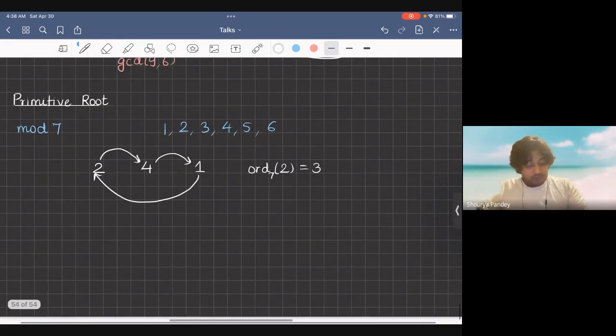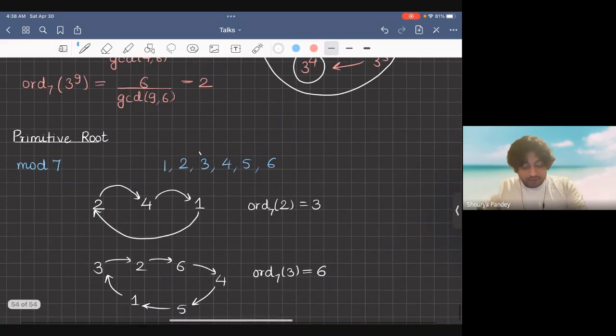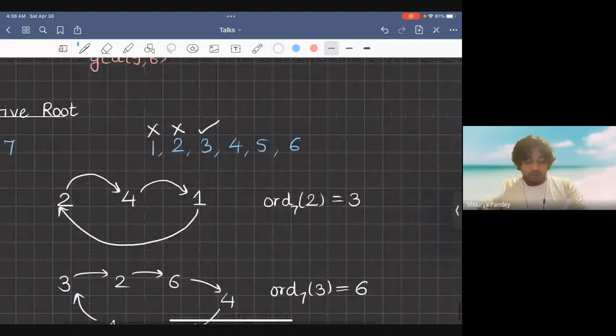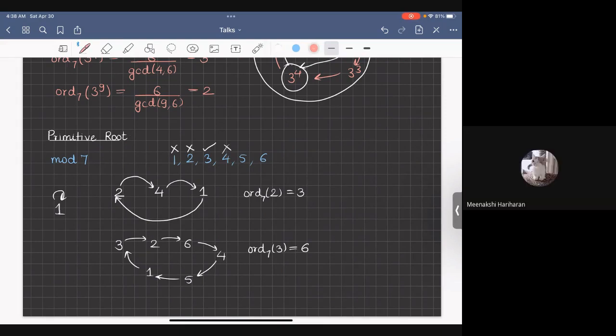But if we started from 3, then notice in the previous example, we got to every number. 4 times 3 is 5. 5 times 3 is 15, which is 1. So it hit everything. 3 times 2 is 6, and so this sort of hits everything. This 1 can obviously not hit everything. It just comes back to itself. 4 doesn't hit everything. The cycle of 4 is just 4, 1.